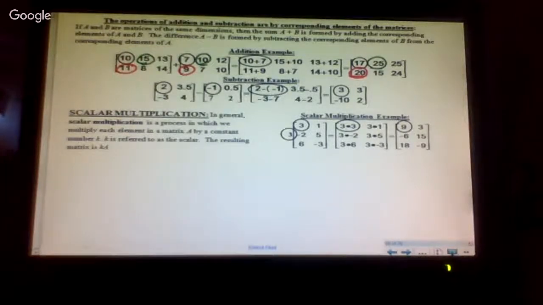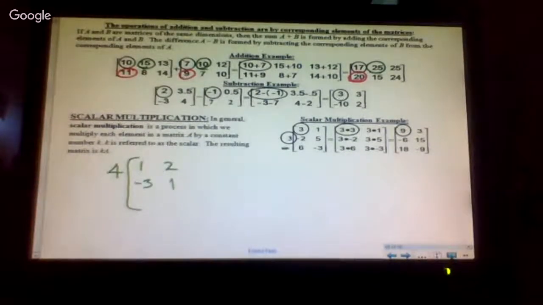The last thing is scalar multiplication. In other words, all you're going to have is this fancy number on the outside of the matrix. So another example would be something like this. It's just a number hanging out on the outside, just like you had 3 times x, and then I told you x was 2. So you multiply everything by this number on the outside.